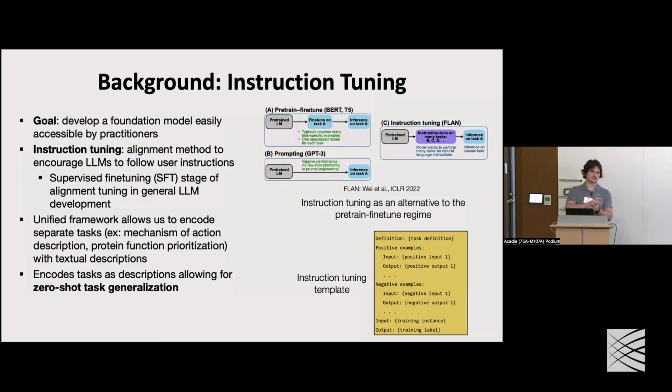The idea with instruction tuning is that you train your model on multiple tasks at the same time, and you encode your tasks as natural language. The model can then perform zero-shot task generalization. If you have an entirely new task, you can encode it in natural language, and the model should be able to generalize to that new task. This unified framework allows you to encode separate tasks together. You can encode, say, mechanism of action description and protein function prioritization as natural language, under this unified framework. We use this instruction tuning template that you see down here in the bottom right. We encode the task definition as a description of the task you're going to perform. You may give your model some in-context examples, such as an example of a task that you might perform. And then we give it the actual input that we want to query the model with.